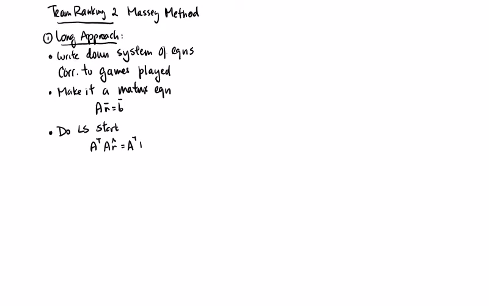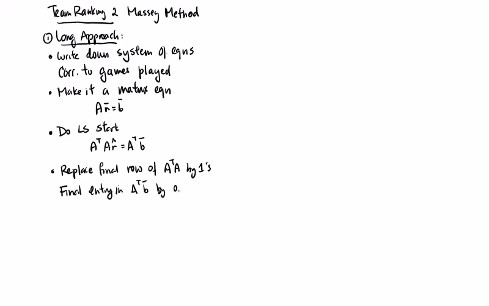And we get this. Now, this is the one that had infinitely many solutions. So then what we do is we replace the final row of A^T A by 1s and the final entry in A^T B by 0, and then solve. And that final solution is just directly with the inverse.